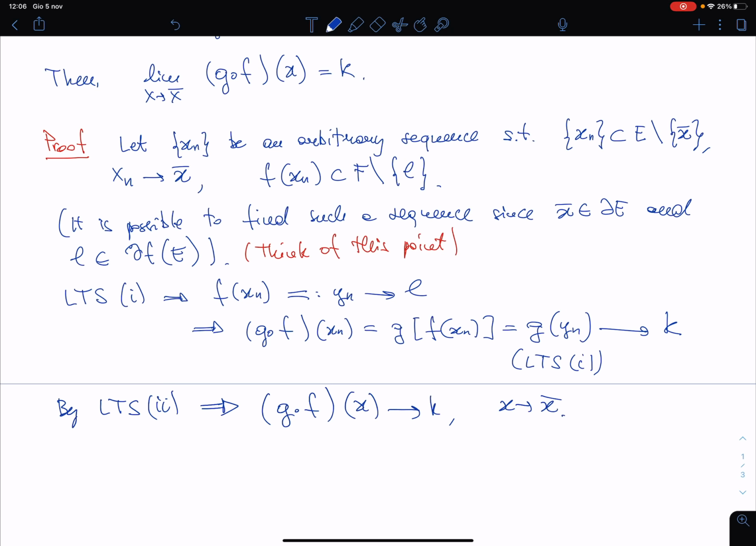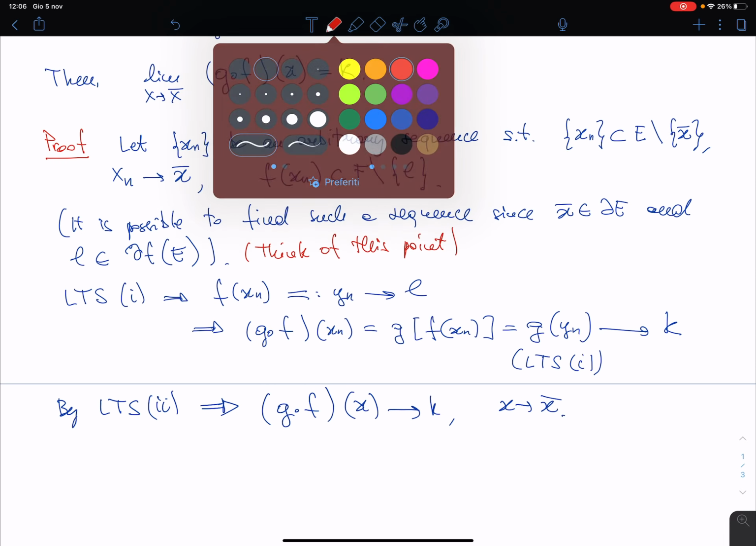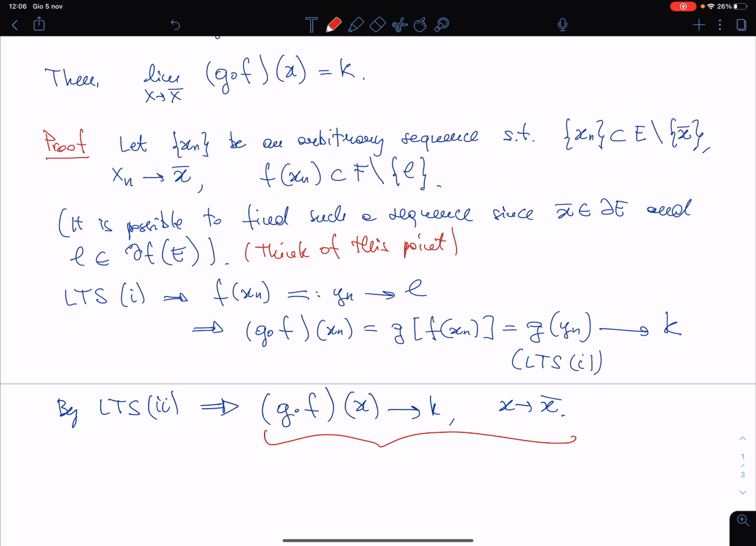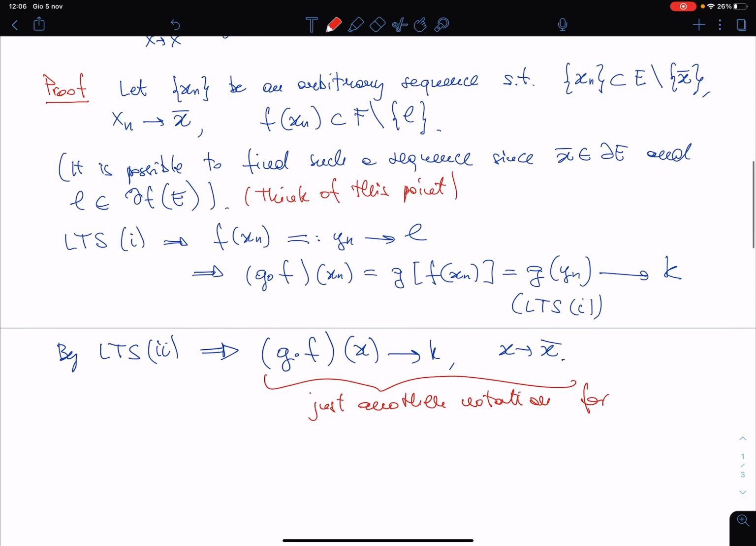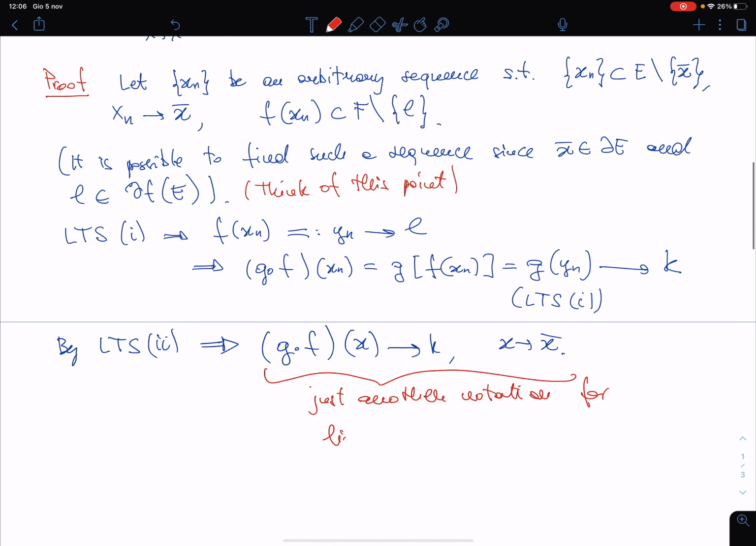Okay, this is a sort of shorthand writing, and it is just another notation. I take advantage of it here to introduce it. Another notation for the more used and more popular limit for x going to x bar of g composed f of x is equal to k. It is exactly the same.